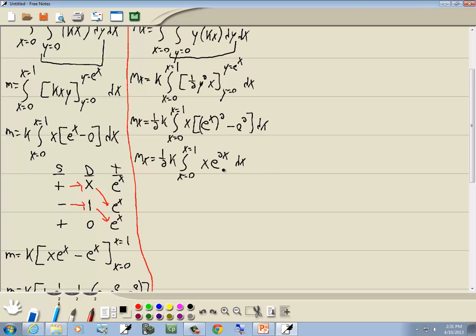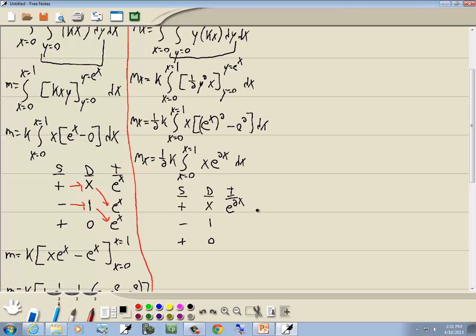We have to use integration by parts again. So I got my table. The part that will disappear with taking derivative is your D column, which is the x. Derivative of x is 1, derivative of 1 is 0. This is always plus, minus, plus. It alternates. Now our integral, e to the 2x.